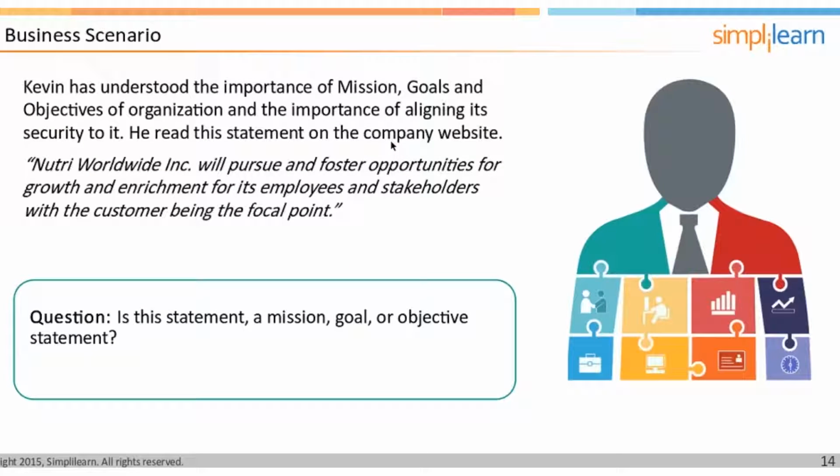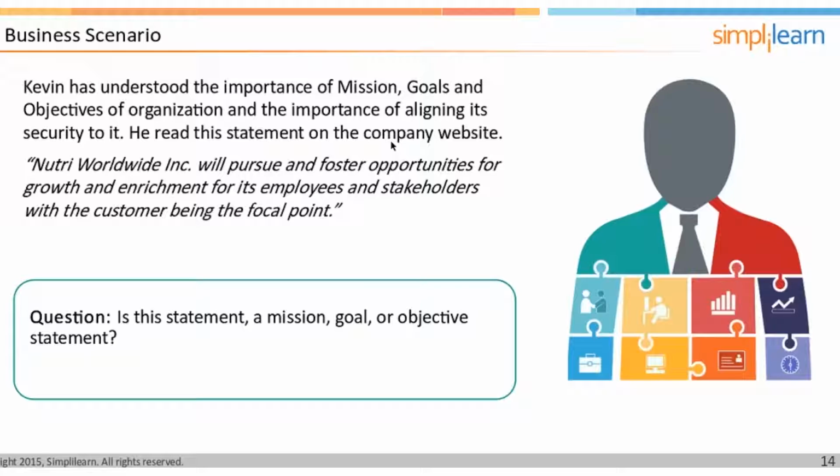Okay, here's a business scenario, and I would like to request somebody to read this. Alan, may I request you to read this and answer the question? Kevin has understood the importance of mission, goals, and objectives of an organization and the importance of aligning its security to it. He read this statement on the company website: Nutria Worldwide Incorporated will pursue and foster opportunities for growth and enrichment for its employees and stakeholders, with the customer being the focal point. Is this statement the mission, goal, or objective?